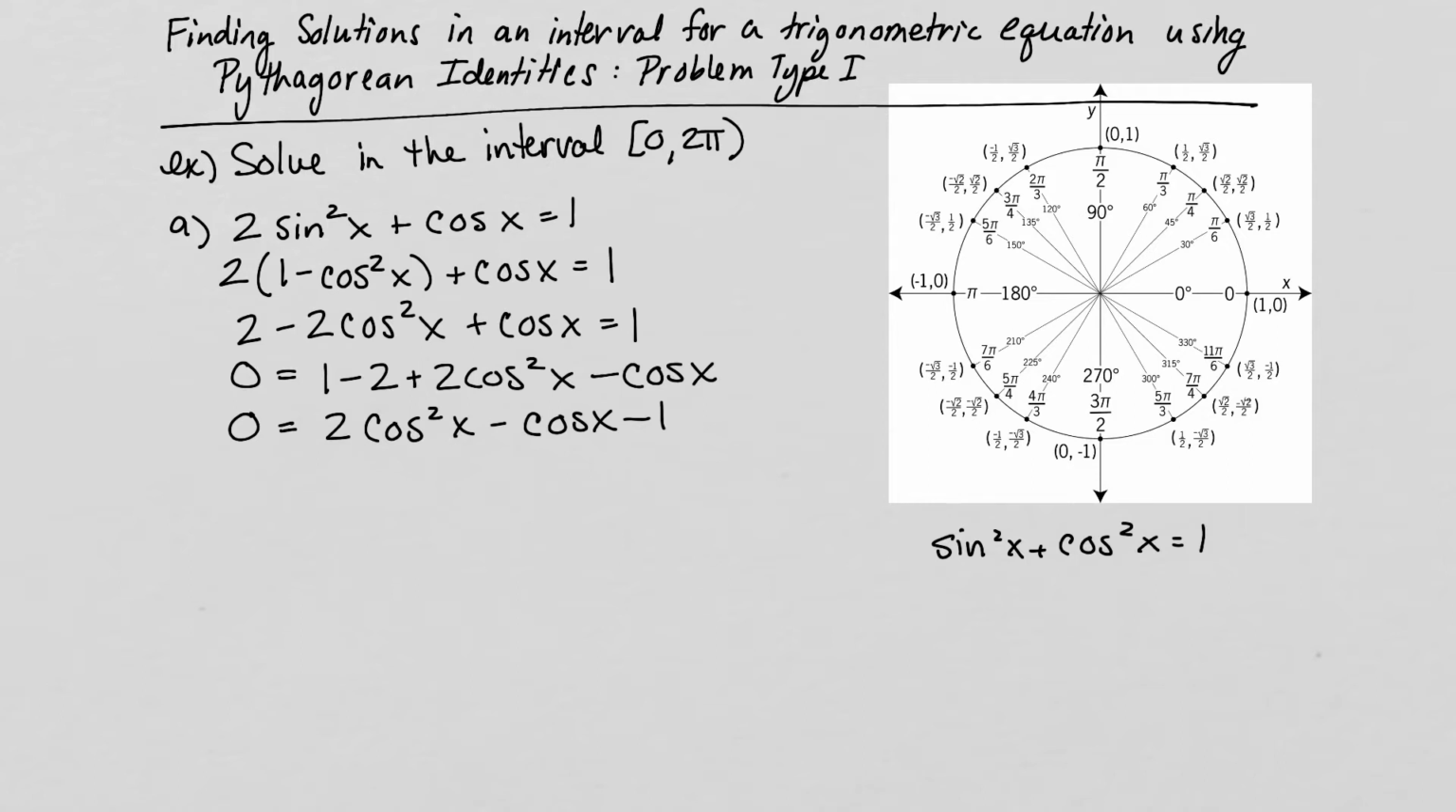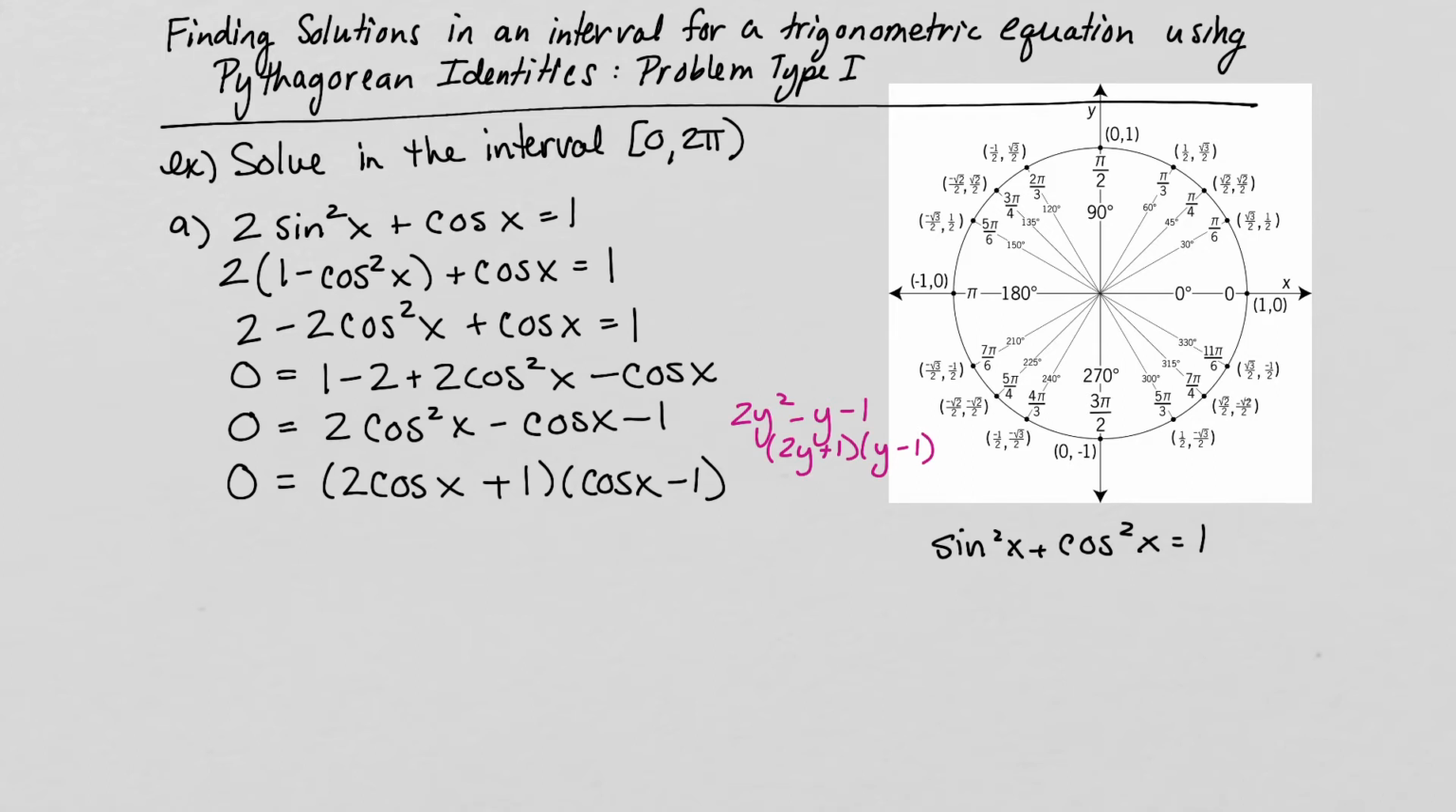And now what I want to do is factor that. So this is going to factor into 2 cosine x plus 1 times cosine x minus 1. And remember, you can use my trick if you want to. You can think of this as 2y squared minus y minus 1. And so again, that factors into 2y plus 1 times y minus 1. And then we're going to set each piece equal to 0. So 2 cosine x plus 1 equals 0, and cosine x minus 1 equals 0.